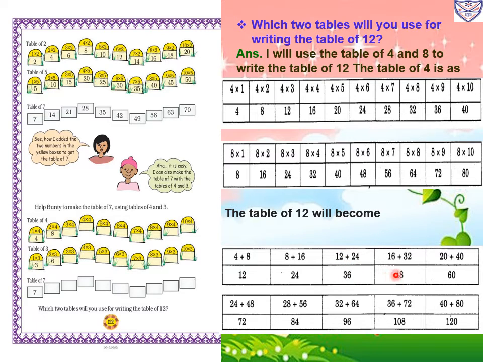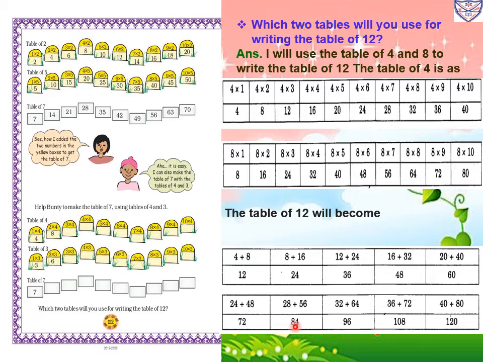Now 12 fours are 48. For 48 we will add 16 and 32. So 16 plus 32 we will get 48. Now 12 fives are 60. So we will add 20 and 40. So 20 plus 40 we will get 60. Now 12 sixes are 72. So for that we will add 24 and 48. So 24 plus 48 we will get 72.